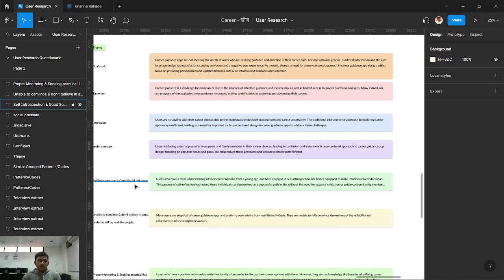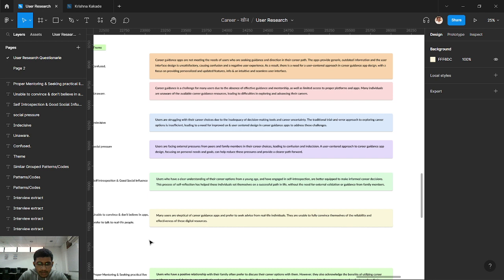Now on the basis of this theme, we are getting self introspection, which means understanding ourselves, what we like doing, and choosing that as our career option. Sometimes it will not be a stable option, but through self introspection we can know a lot of things. And good social influence: a good set of people in life, also family, can help children grow in that career. Unable to convince parents and don't believe in apps.